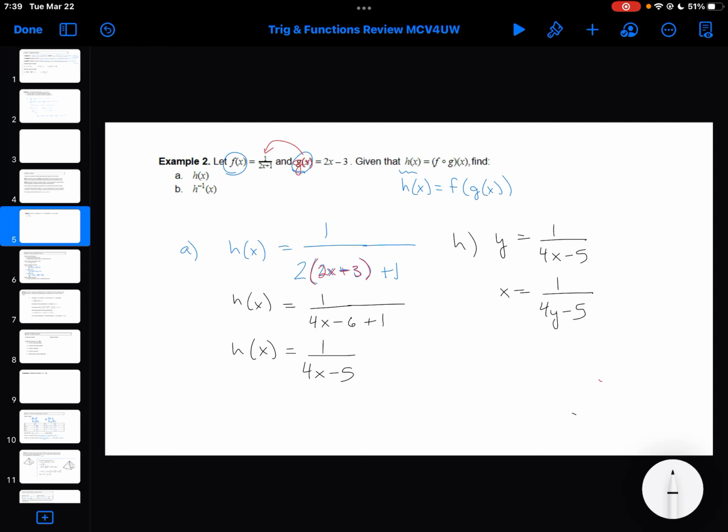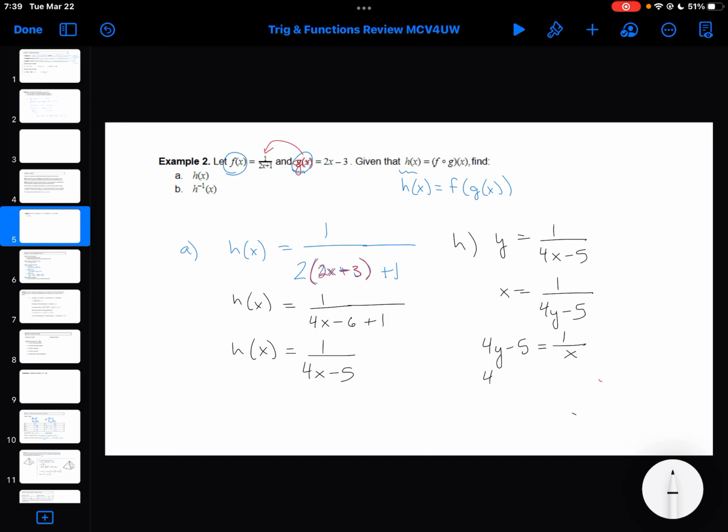So first thing I'm going to do here is make my right-hand side not a fraction, my left-hand side a fraction, by switching the place of the x and the 4y minus 5. So I'm going to get 4y minus 5 equals 1 over x.